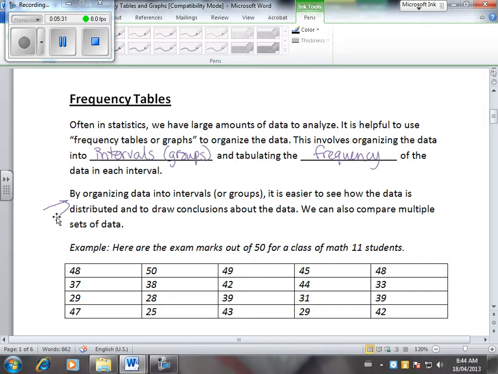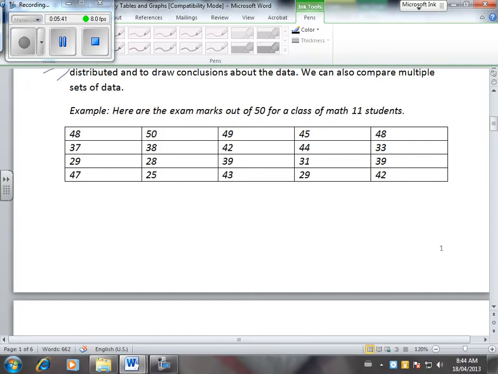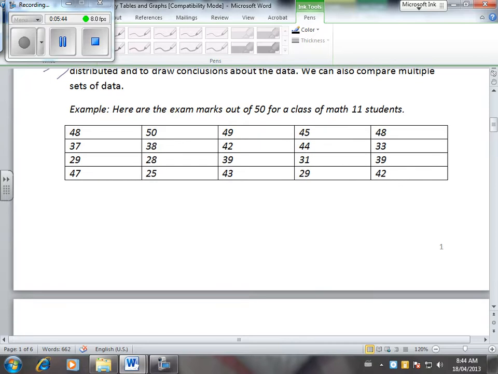When we gather all this information and all this data, we want to know what it means, what it's saying, and how it compares to other things that we know. So here's an example. These are the exam marks out of 50 for a class of Math 11 students. So you have 4 times 5, so you have 20 marks here.